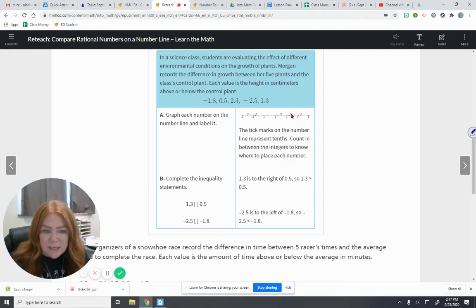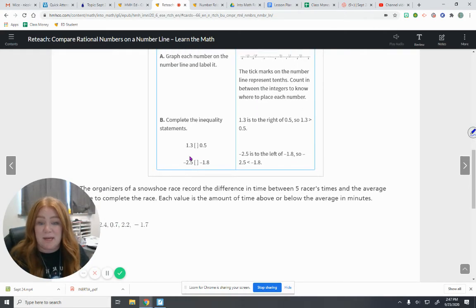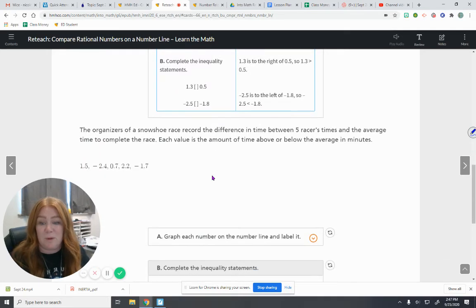So then we can think about these. We have 1.3 over here and 0.5 here. 1.3 is more to the right, so I know 1.3 is greater. Make sure the big side opens up to 1.3. Then we have negative 2.5, all the way over here, and negative 1.8. They're both negative, so they're less than 0, but negative 1.8 is more to the right, and when they're farther to the right, they're always greater. So then negative 1.8 would be greater.